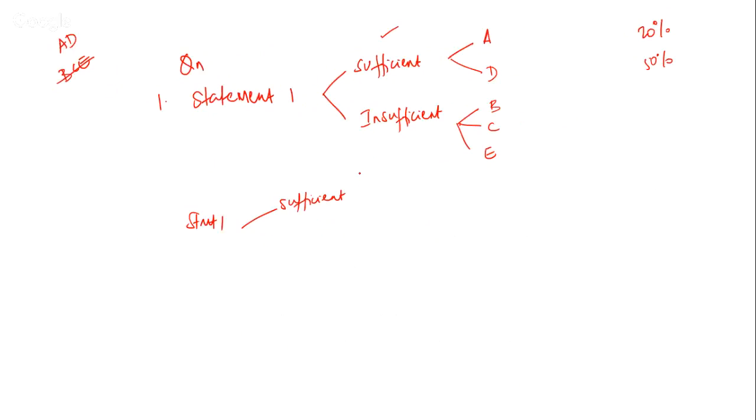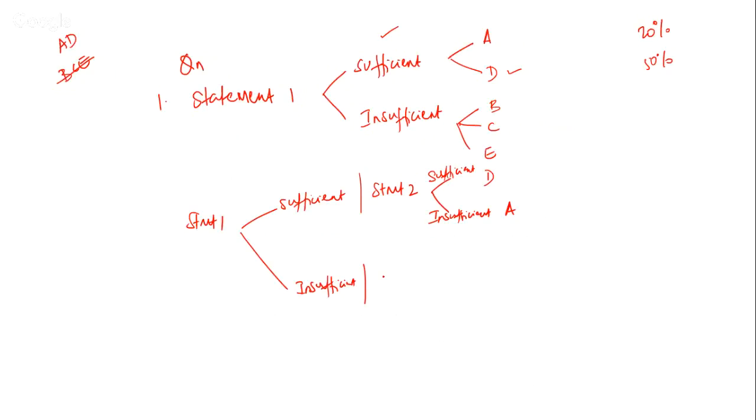So how are we going to do it? Step 2, we are going to be evaluating statement 2. Statement 2 could end up being sufficient or could end up becoming insufficient. If 1 is sufficient and 2 is also sufficient, then what could be the answer? If 1 is sufficient, your answer choices were A or D. 2 is also sufficient, so the answer choice is D. If 2 ended up being insufficient, then 1 is sufficient, 2 is not, therefore it is going to be A.